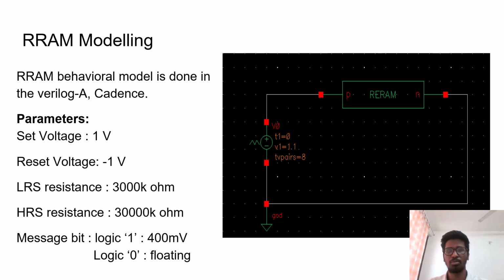Here we can see the RRAM model on the right side. We fixed the set voltage to 1 volt, which is used to switch the RRAM to a low resistance state, and the reset voltage to -1 volt to bring it back to the high resistance state. Here the LRS is 3000 kilo-ohm and the HRS is 30,000 kilo-ohm. Here we encode a logic 1 using 400 millivolt and logic 0 as a floating input.